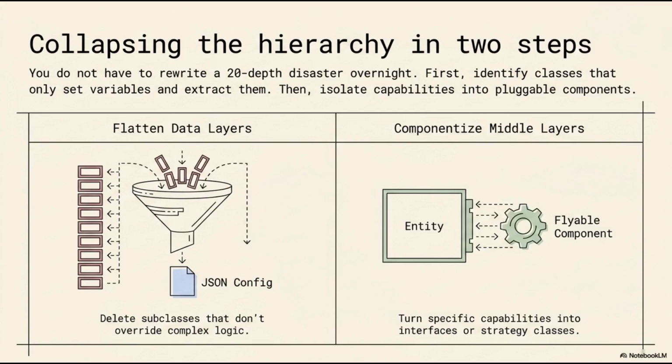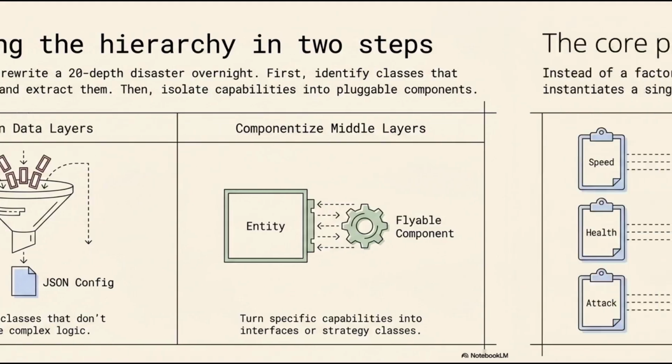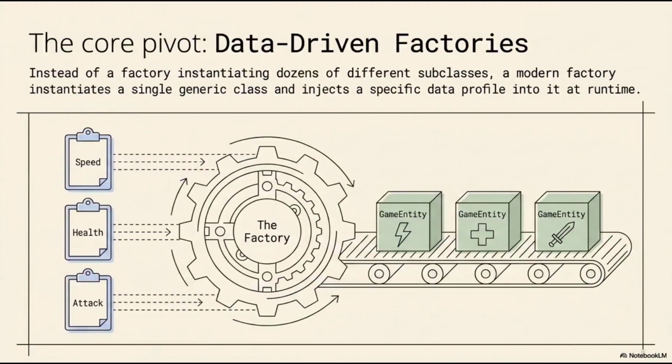This pattern allows an entity to dynamically acquire or change its behaviors by attaching different components, promoting modularity, reusability, and much easier maintenance and extension of our system. This slide introduces the core pivot towards data-driven factories.